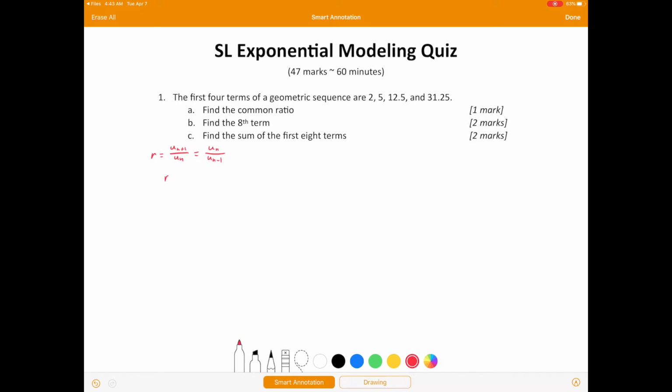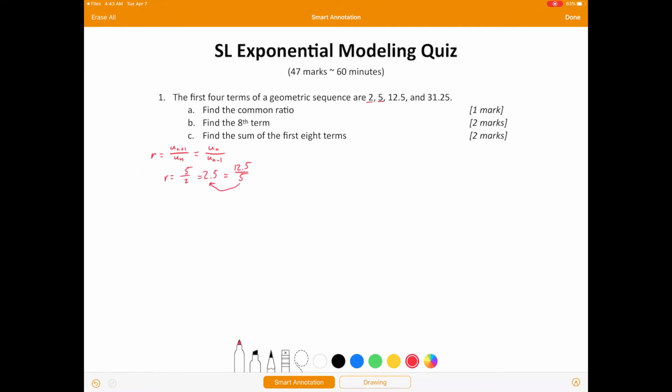You can do that with any of these numbers. You can show that if I have 5 divided by 2, I get 2.5. So that was the second term divided by the first one. I can also do the same thing if I do 12.5 divided by 5. That will also give me 2.5. And I can do it with the 31.25 as well.